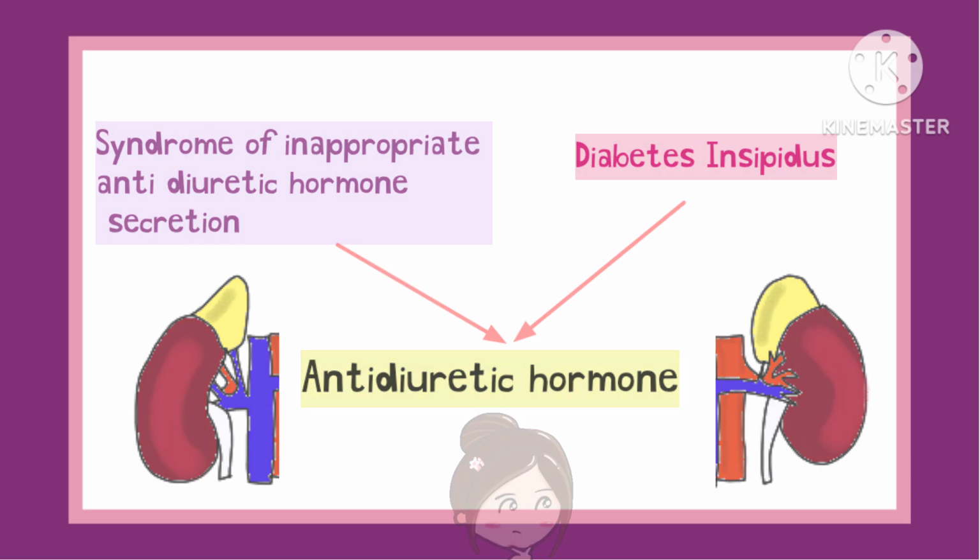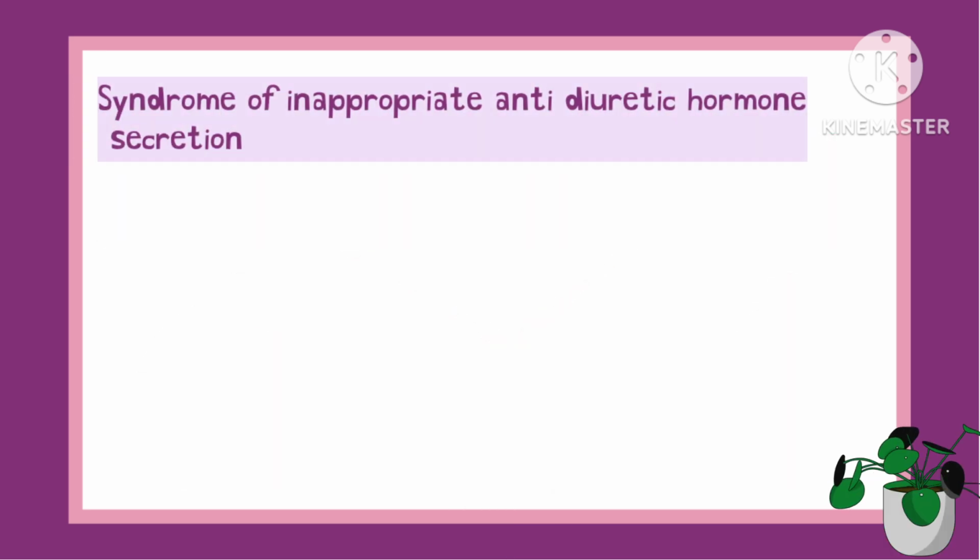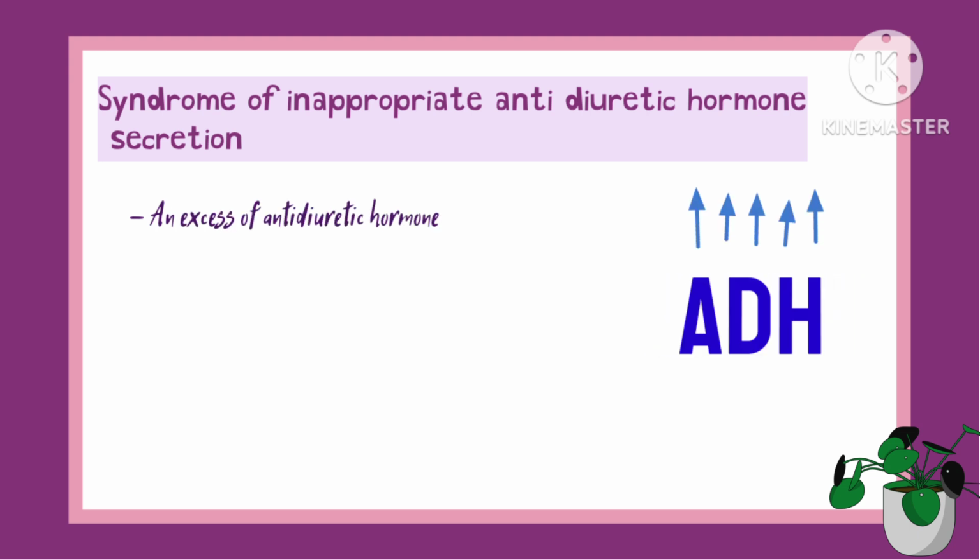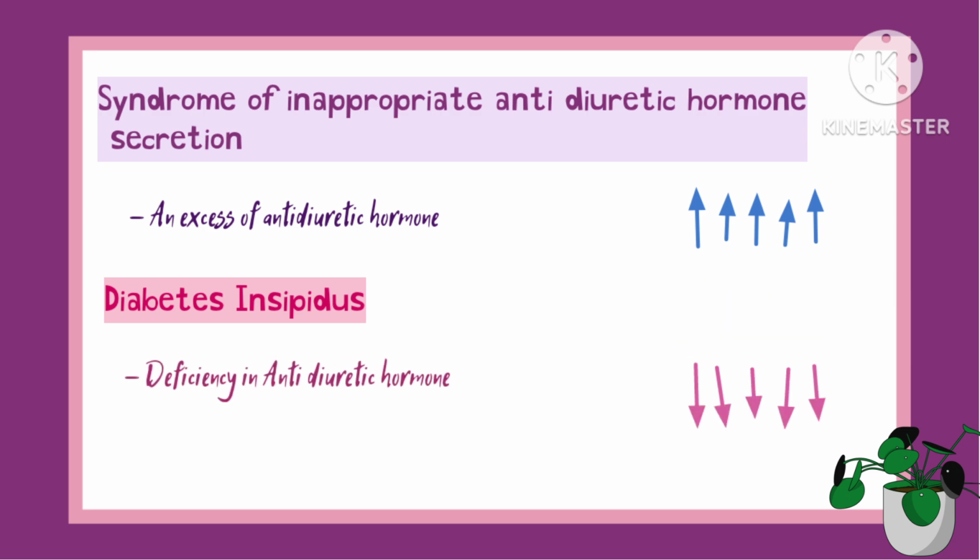So do stay tuned. Though called the syndrome of inappropriate secretion of antidiuretic hormone, just remember that in this disorder there is an excess of antidiuretic hormone. Now if SIADH is excess, then definitely diabetes insipidus is deficiency of antidiuretic hormone.